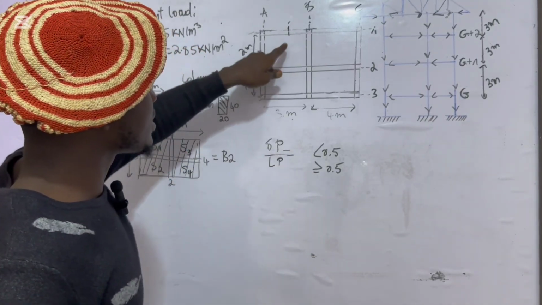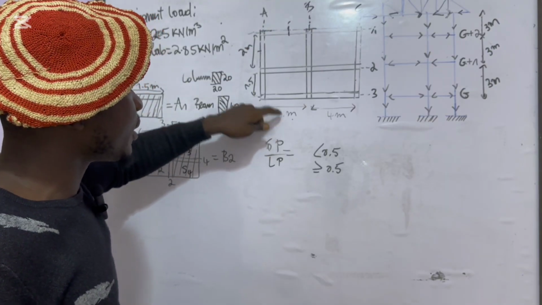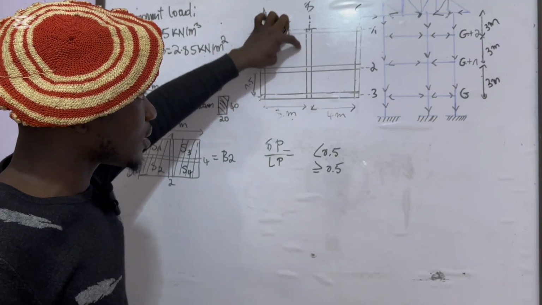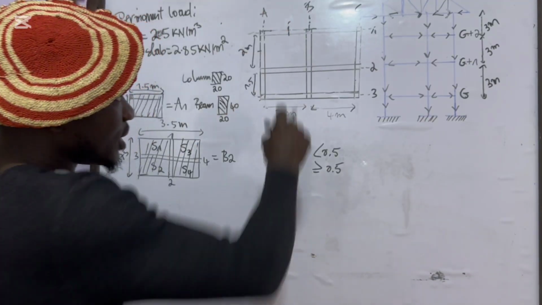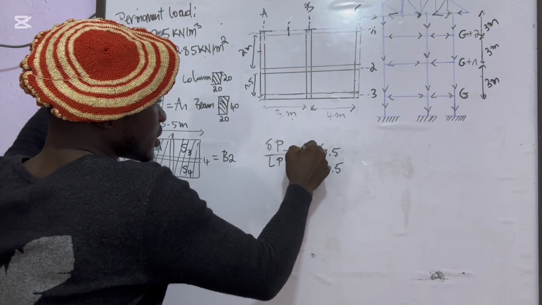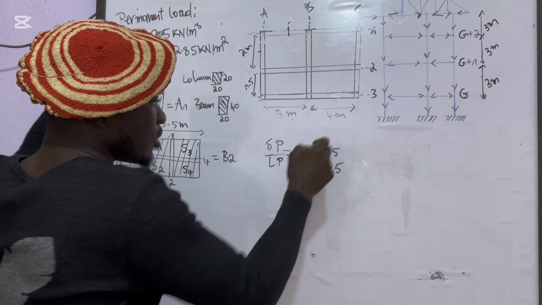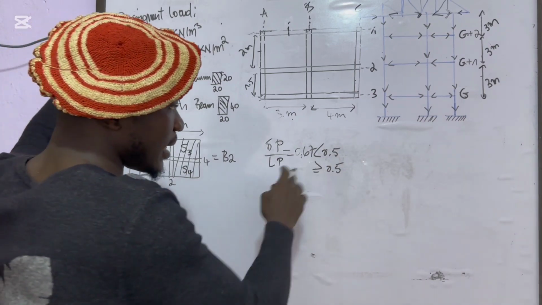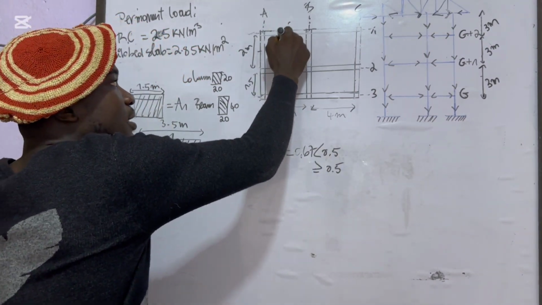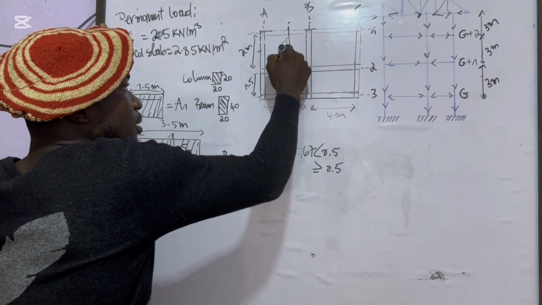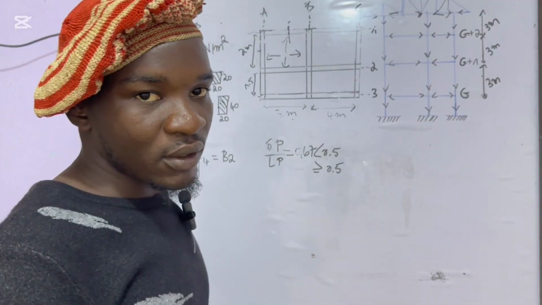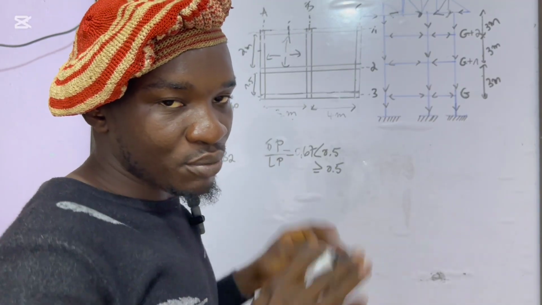If we take this case, we have a long span of 3 meters and a short span of 2 meters. So if we take this portion of the slab, this room, we divide 2 by 3, which gives us approximately 0.67, which is greater than 0.5. So normally this room is supposed to be carrying in two ways. If you are to represent the direction of repartition of load on that slab, it will be in two ways.